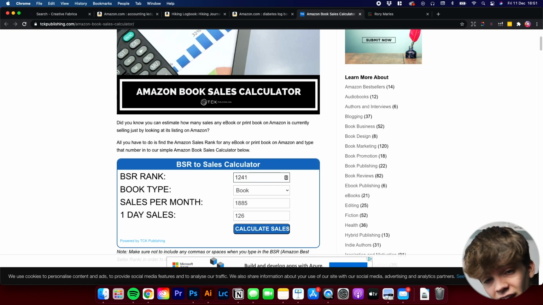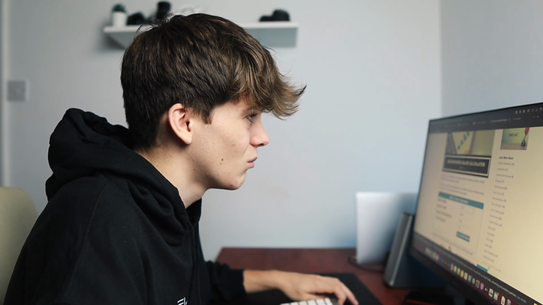It's reached 672 before, and at the moment it has a BSR of 1,241, 1,885 sales per month. So it's looking at well over $2,000+ per month with a simple book like this using just one interior.